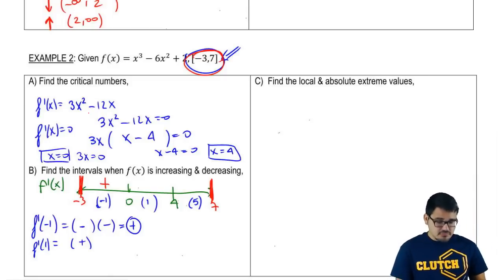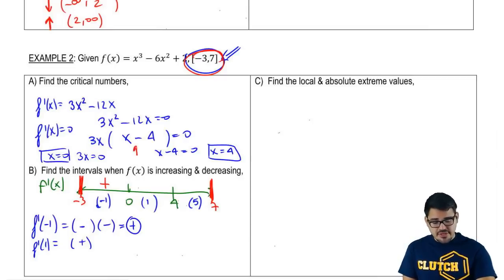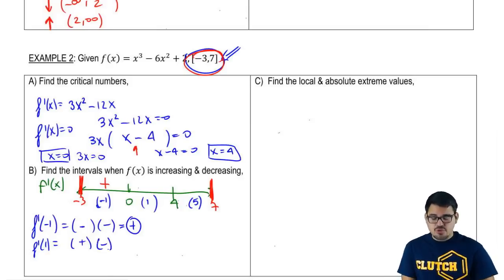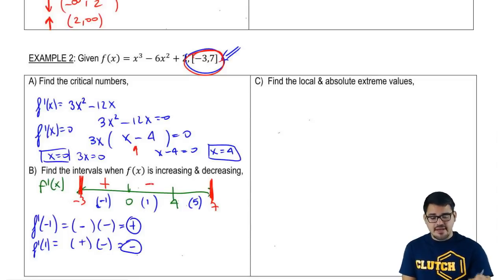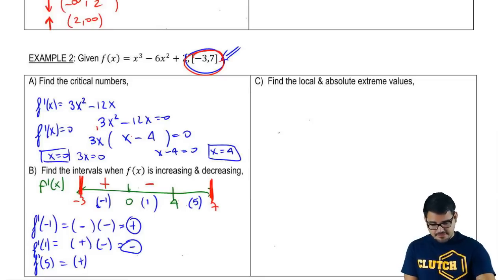So I plugged 1 into 3x, I got a positive. Now if I plug 1 into here, which is 1 minus 4, that is going to give me a negative. When I multiply a positive and a negative, I get a total of a negative number. So I'm going to put a negative here. And now my last number that I chose was 5. So f prime at 5. When I plug 5 into 3x, my first part, it is going to give me a positive. So I'm going to put a positive. And now when I plug 5 into x minus 4, it is also going to give me a positive.